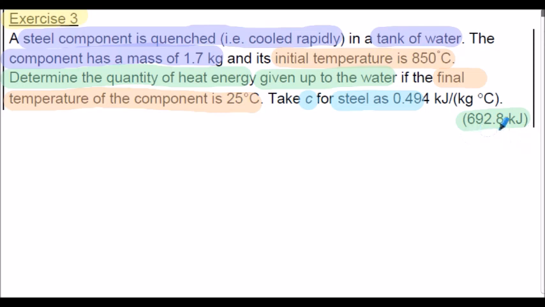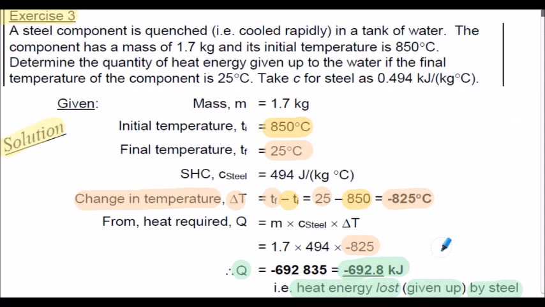So notice the answer stated in the original question was positive, because the question asks for the heat energy given up by the water, which is in this case a positive value. But in the actual arithmetic, Q calculated to be a negative value, indicating it's heat energy out of the system or out of the body. So a subtle consideration to be aware of.